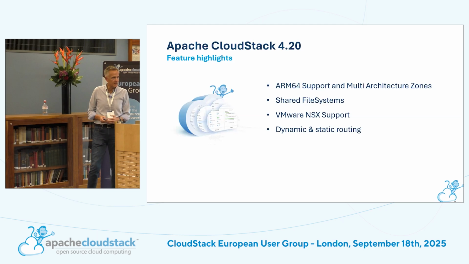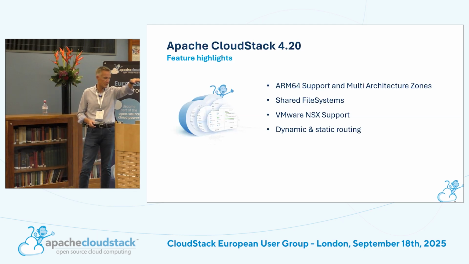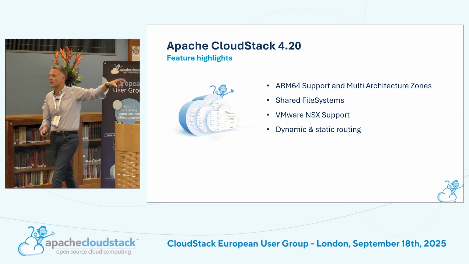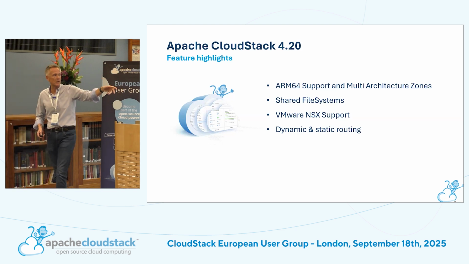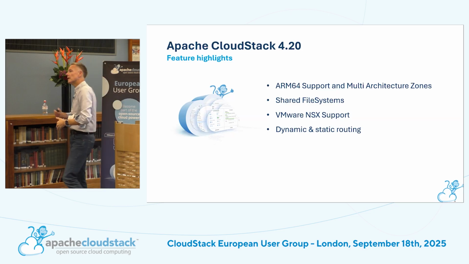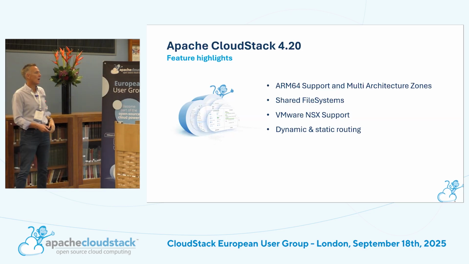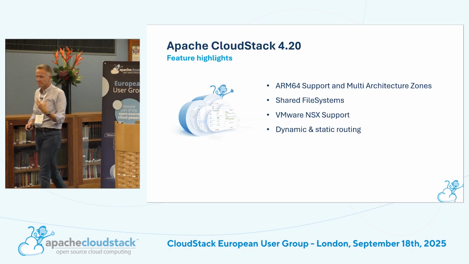Apache CloudStack 4.20, a couple of quite key ones in there. ARM64 support and multi-architecture zones. So you're going to have a zone which involves both types of architecture, both ARM64 and x86. We've got Pete in the room. Pete's giving a talk later. Pete's from Ampere, going to be giving a talk on that. Hi, Pete, thank you.